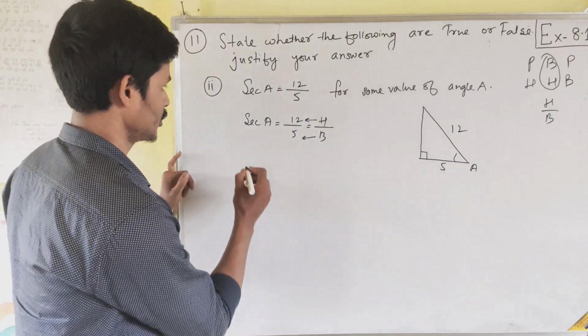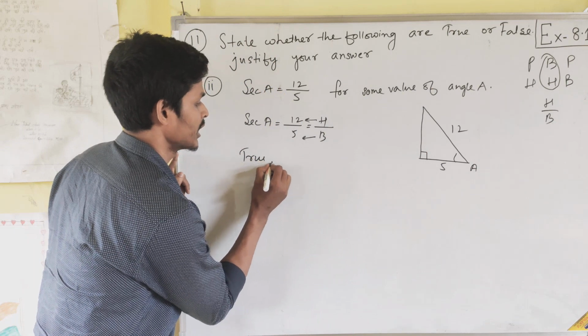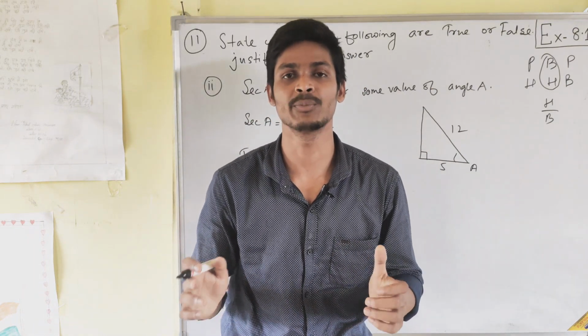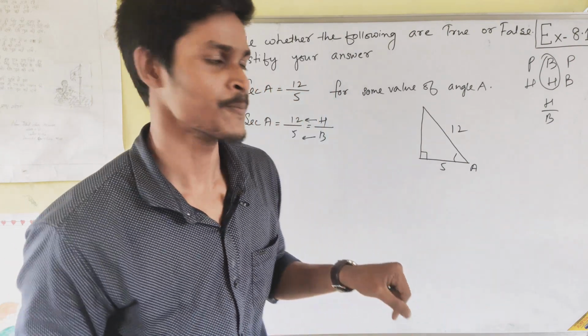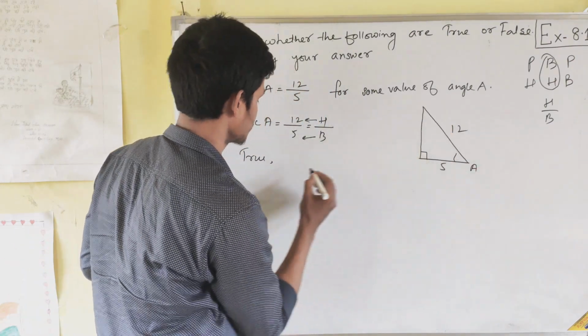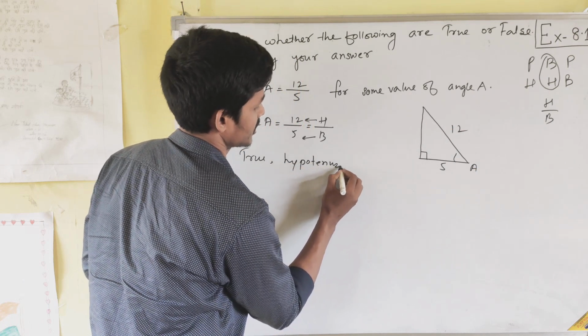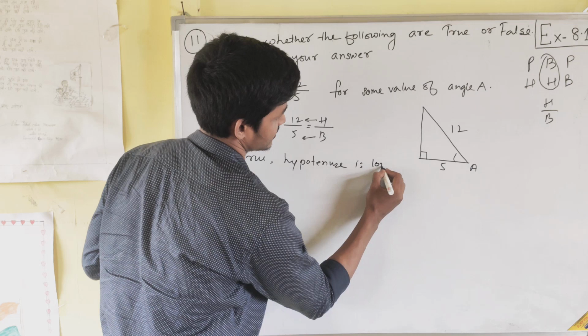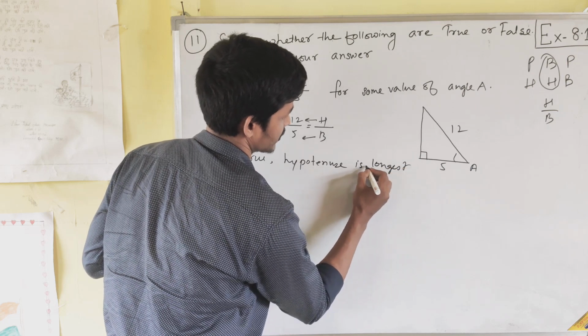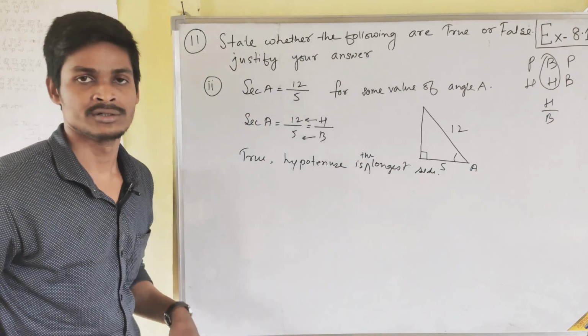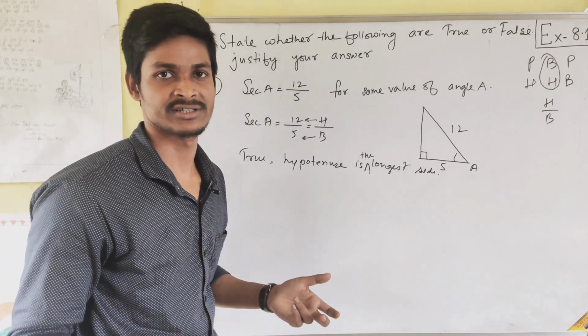Why? Because we all know, you can write here true. And why is it possible? Because in a right angle triangle, the hypotenuse is the longest side. So why is it possible? Because the hypotenuse is longest, because the hypotenuse is the longest side of a right angle triangle. Okay, so that's it, number 2.